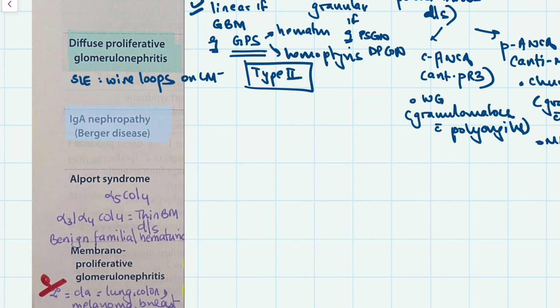Next we have IgA nephropathy, which is also called Berger's disease. Don't confuse it with Buerger's disease, which is a peripheral vascular disease, thromboangiitis obliterans. So in IgA nephropathy, what happens is that there is episodic hematuria. This is very important.